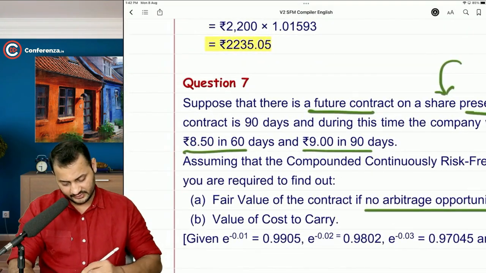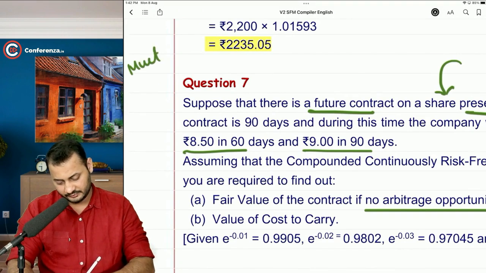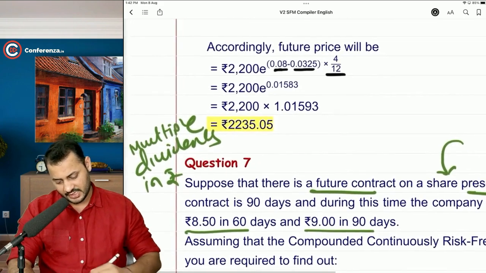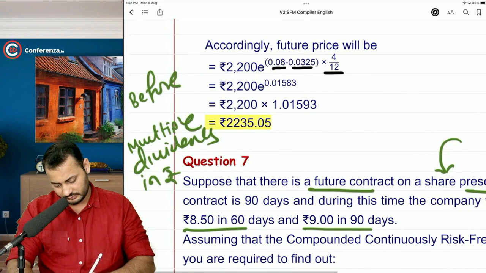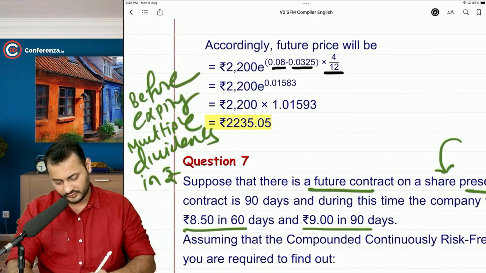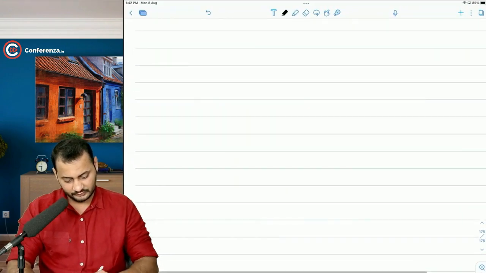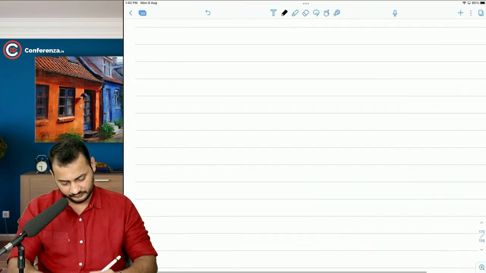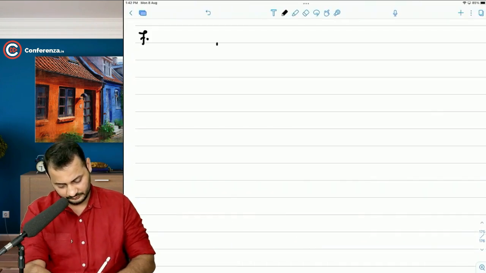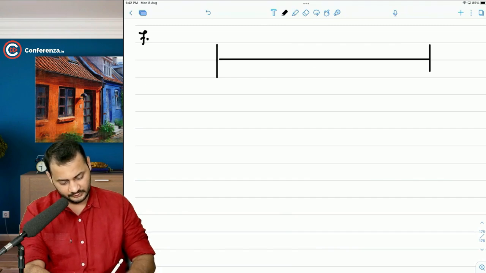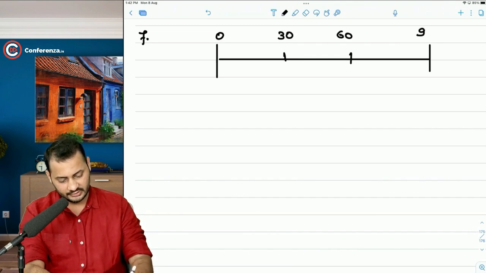In this case, we are going to learn about multiple dividends in rupees, and that too before expiry. So we will have to calculate the present value. This is question number 7. Pretty easy. 30 days, 60 days. 0, 30, 60, 90.